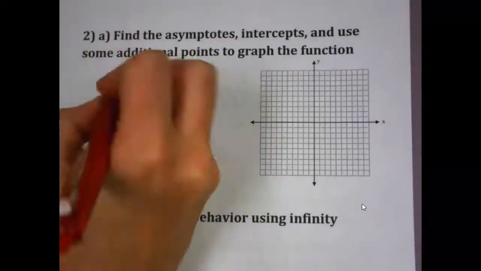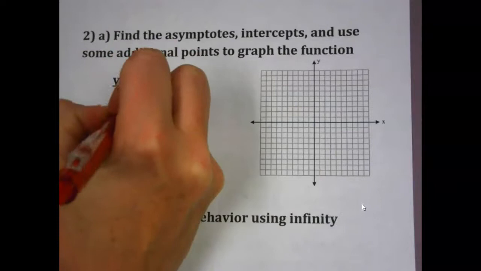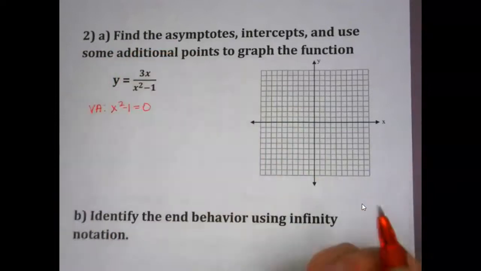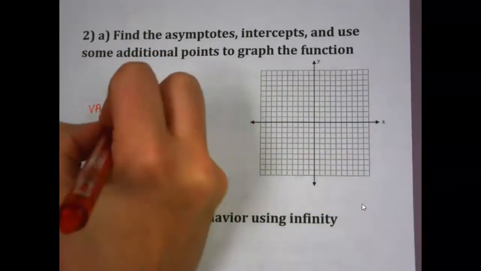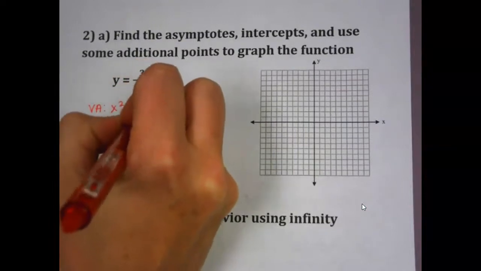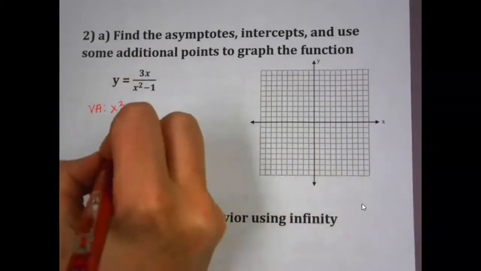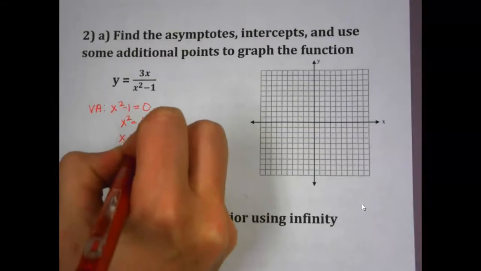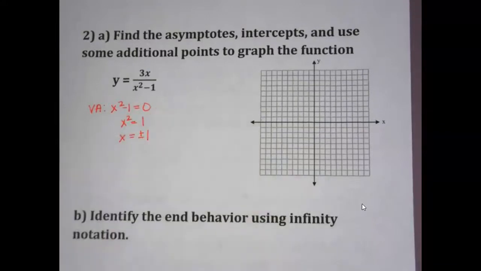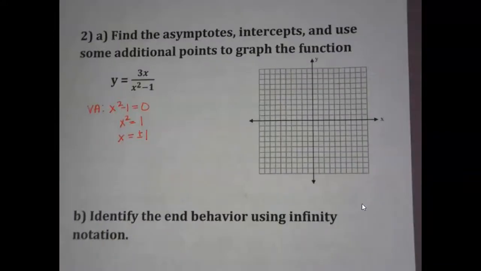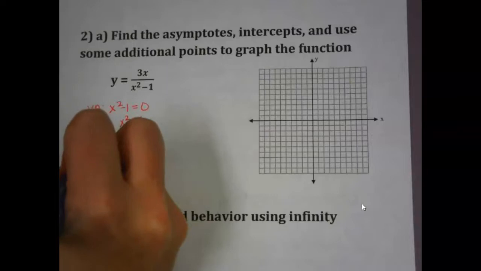To find a vertical asymptote, you set the denominator equal to 0 and then solve. So we're going to add 1 and then take the square root. Square root of 1 is plus or minus 1. And it's really important that you remember that plus or minus, because this tells us that we have 2 vertical asymptotes.